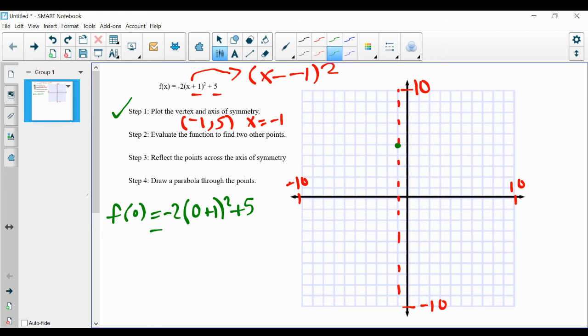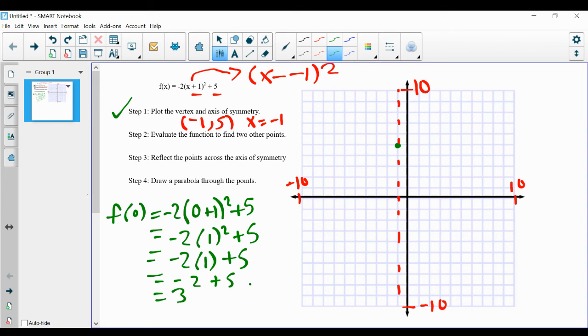Okay. And I get negative 1 squared... negative (0 plus 1) squared plus 5. That reduces to negative 1, because 1 squared is 1, plus 5, which is negative 1 plus 5, or 4. So at x equals 0, my y value is 4. So I go 0, comma 1, 2, 3, 4, and I am right here. Okay? Now let's get another one.